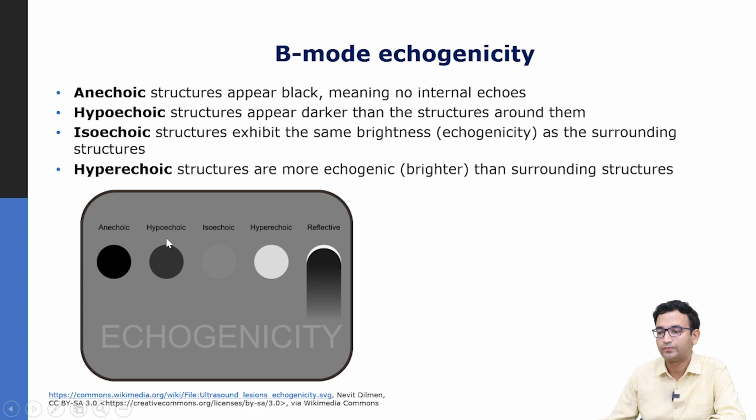isoechoic tumor. And hyperechoic structures are ones that give out more signal than the background, and therefore they are more echogenic or brighter than the surrounding structures, which you can see here. And it turns out sometimes you get a very strong echo at the interface when you have reflective structures, and you may get a shadowing behind them because most of the signals have been reflected back to the transducer.